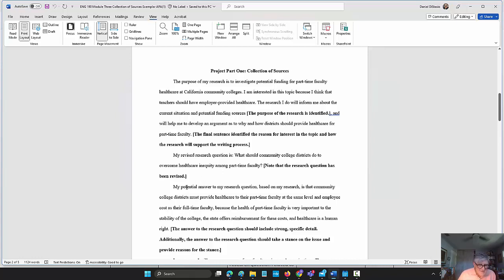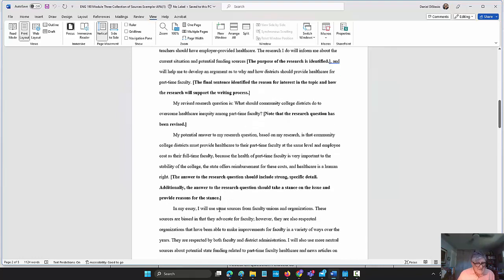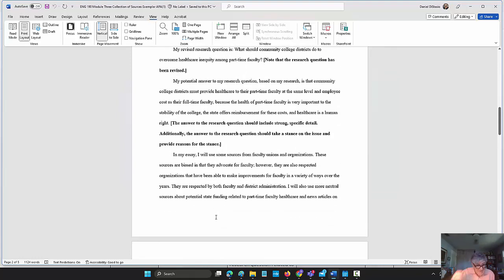Notice the answer is a thesis statement. My potential answer is community college districts must provide health care to their part-time faculty at the same level and employee cost as full-time faculty because, and these are the three claims or key points that are in the thesis. Why should they do this? Because health of part-time faculty is important to the stability of the college. The state offers reimbursement for these costs, and health care is a human right. So there's your thesis statement. We'll talk more about that as we go through the term.